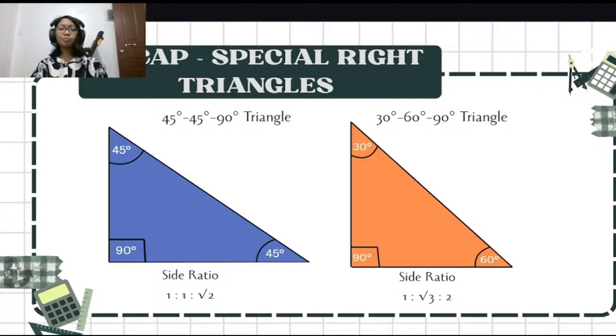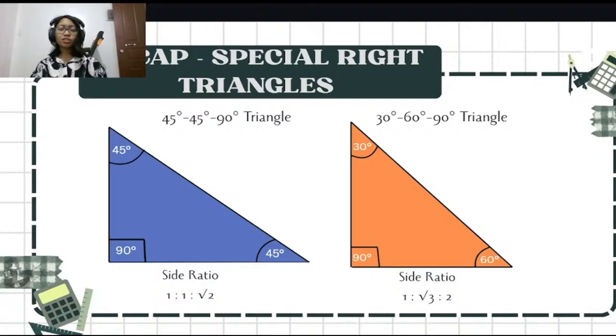This pattern helps us find side lengths faster and more accurately. Now that we understand special right triangles and their side ratios, we are ready to take the next step. Special right triangles give us fixed ratios for specific angles. But what if the angle is not 30 degrees, 45 degrees, or 60 degrees? This is where trigonometric functions come in.